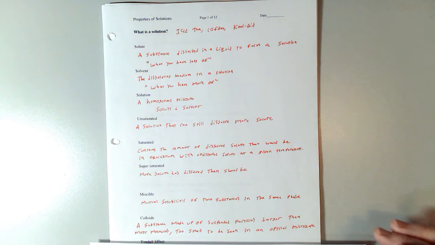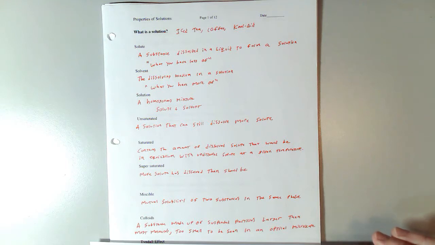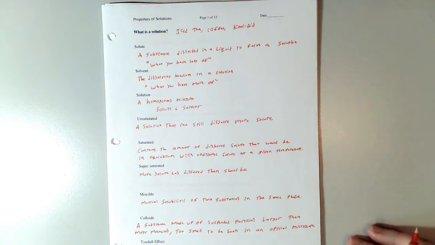Colloids are a substance made up of suspended particles, larger than most molecules, but too small to be seen in an optical microscope. A wonderful example of this is Jell-O. Jell-O is basically translucent. But if you shine a light through it, like a laser pointer, the light gets scattered. That means that you have larger particles in there. And that scattering is generally called the Tyndall effect, the scattering of light passing through a colloid.